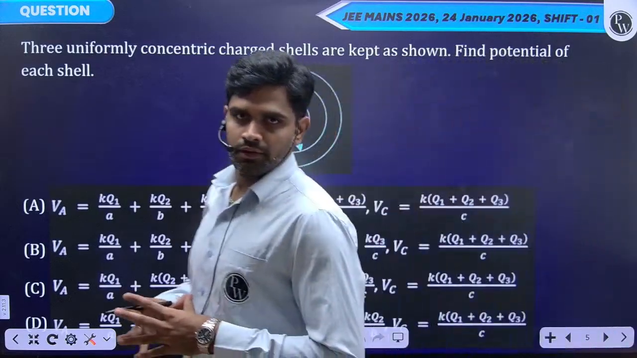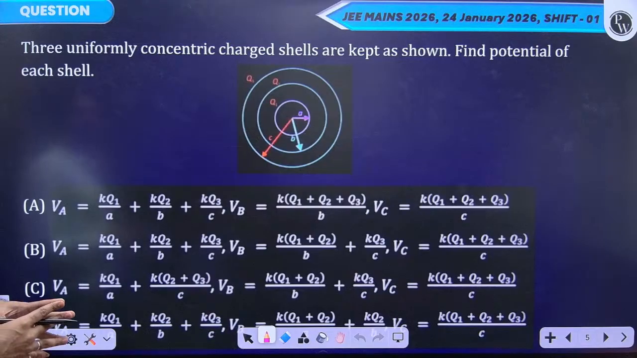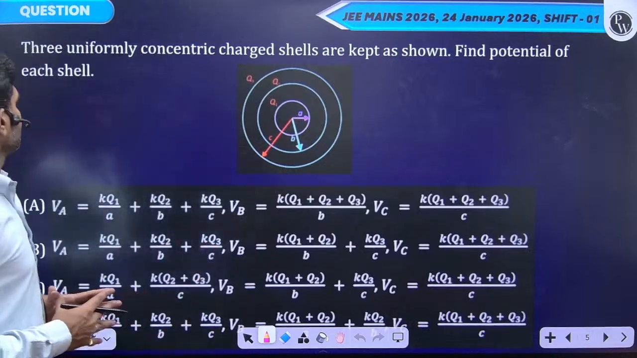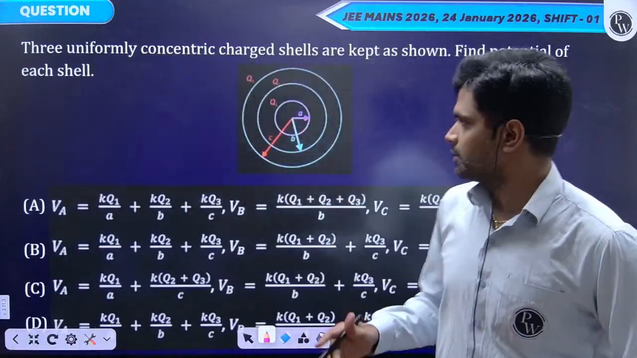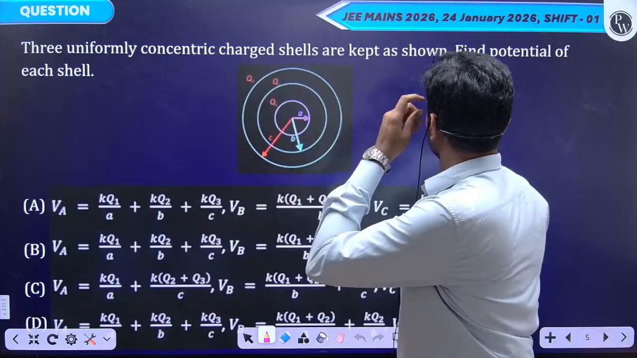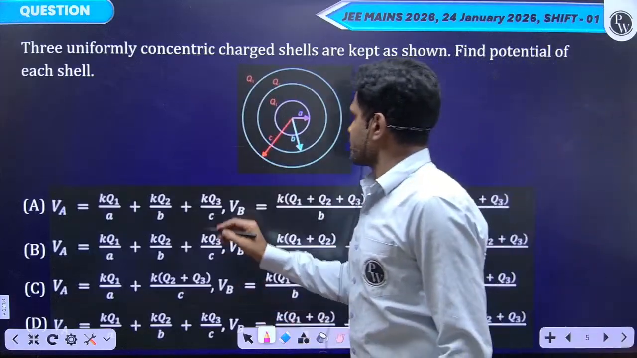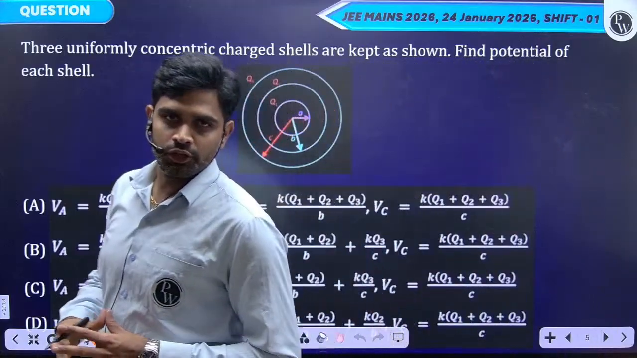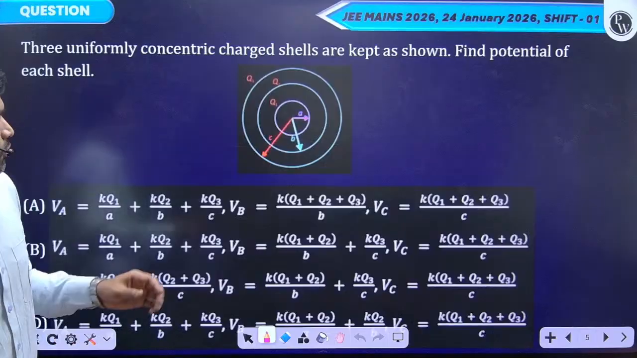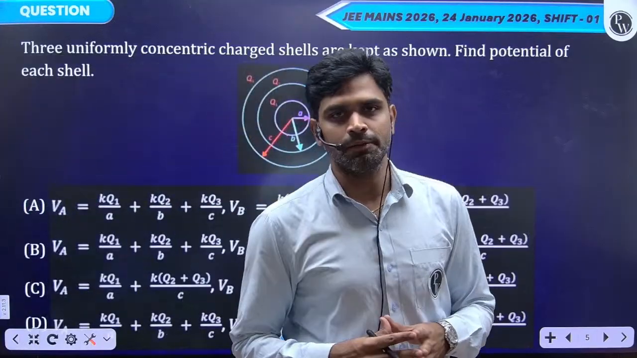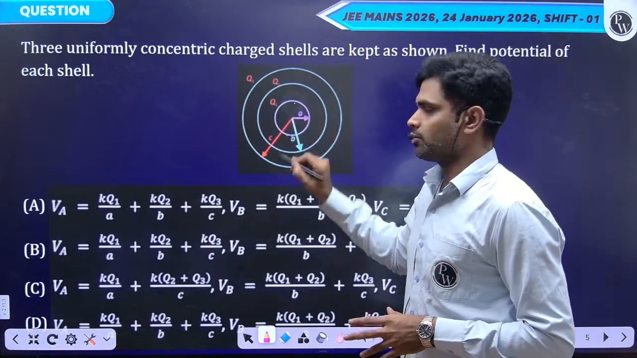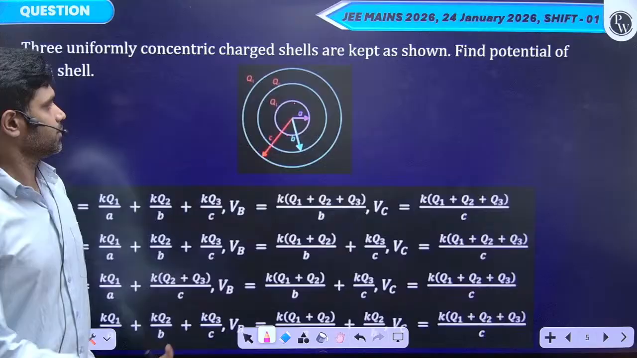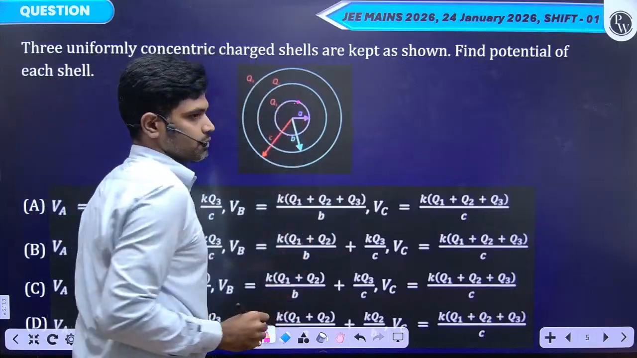Let us move to the next question. This question is from potential and capacitance. We have 3 uniformly charged concentric shells. Find the potential of each shell. The charges are Q1, Q2 and Q3. First, we'll find the potential of the inner shell. Everywhere we have to find potential due to all the charges. We have to use the superposition principle, that everywhere we have to add all the potential due to all charges. So at this location, we are finding potential due to Q1, Q2 and Q3.